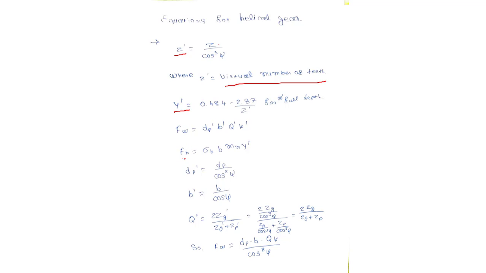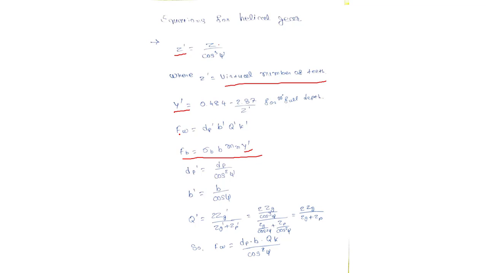The second equation is beam strength, FB is equal to sigma B into Mn. These terms are all the same as we use in spur gear. One term is changed, which is Y dash.